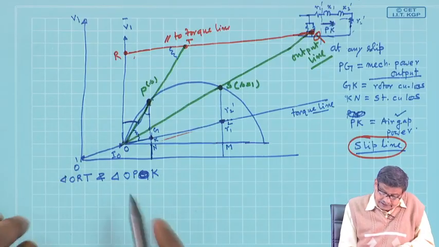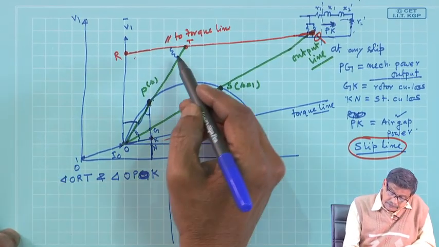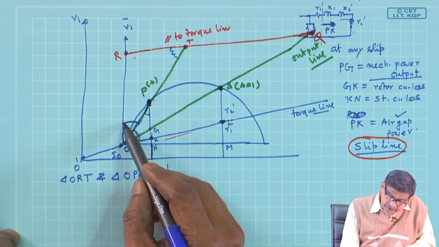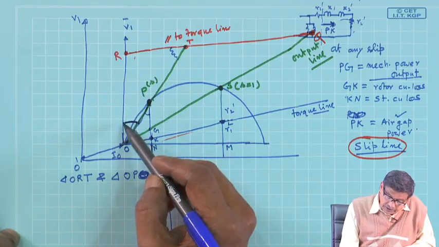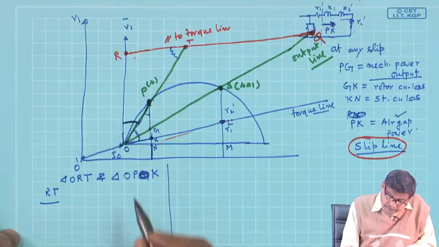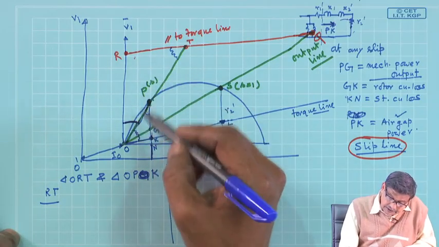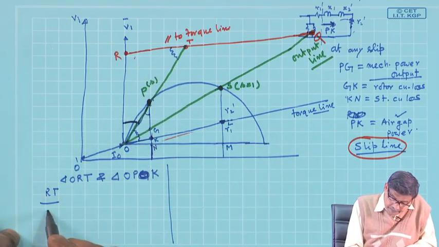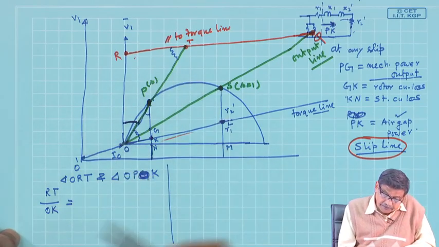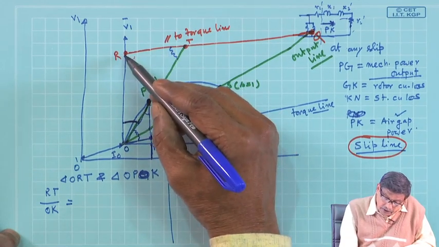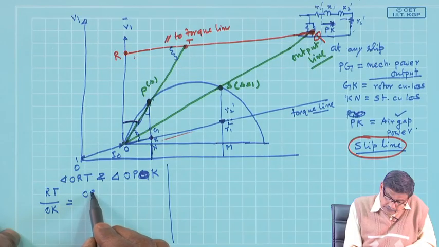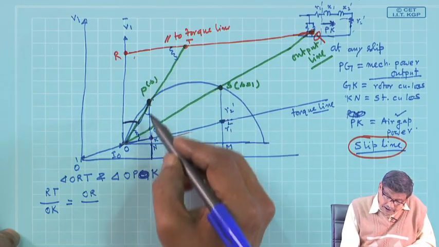If that be the case, then from this I can write, you first take this big triangle, the side opposite to this angle is R t divided by O k, is not? Big triangle I have taken first, then you take the side opposite to this curved angle, that is O r divided by P k.